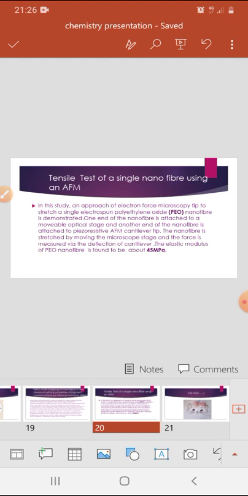And the third method is tensile test of a single nanofiber using an AFM. In this study, an approach of using an atomic force microscopy tip to stretch a single electrospun polyethylene oxide (PEO) nanofiber is demonstrated. One end of the nanofiber is attached to a movable optical stage and the other end of the nanofiber is attached to a piezoresistive AFM cantilever. The nanofiber is stretched by moving the microscope stage and the force is measured via the deflection of the cantilever. The elastic modulus of the PEO nanofiber is found to be about 45 MPa.